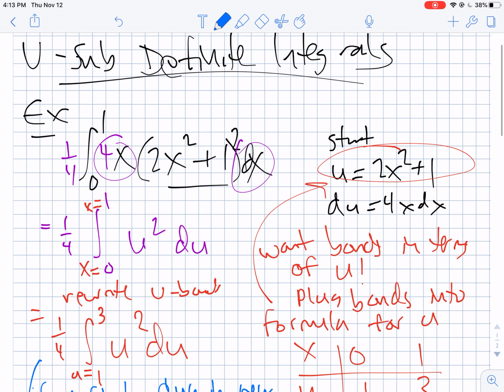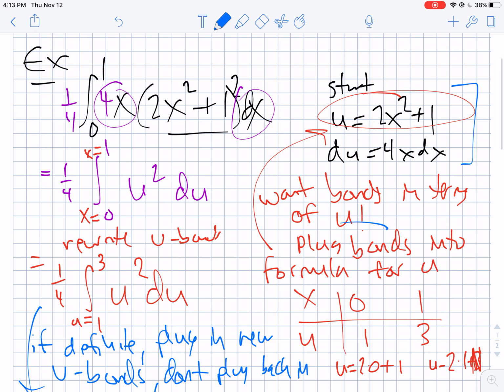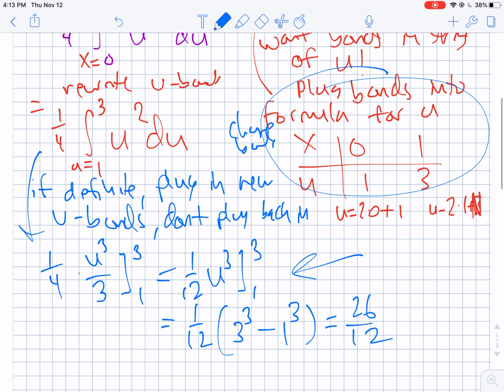So that's the key thing we need to do with u-sub. We need to do the u-sub and the du and everything, but also we need to change the bounds. So we need to make sure that we write those bounds in terms of u when you do u-sub.